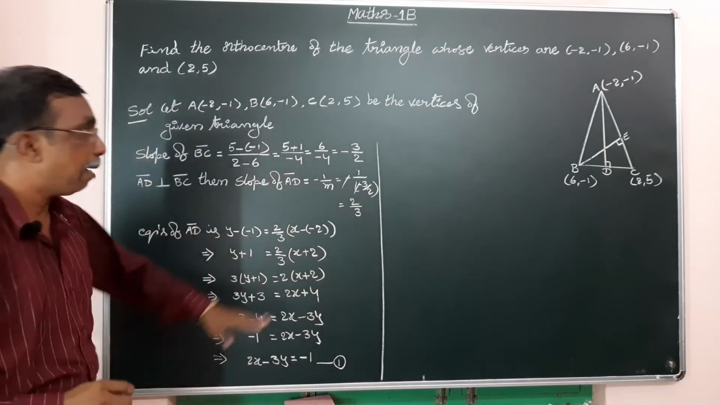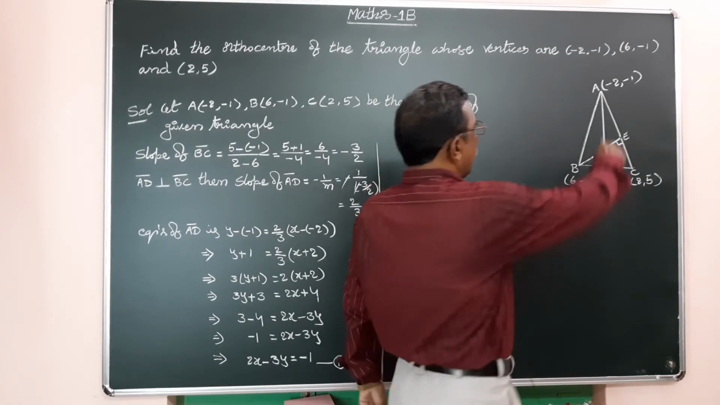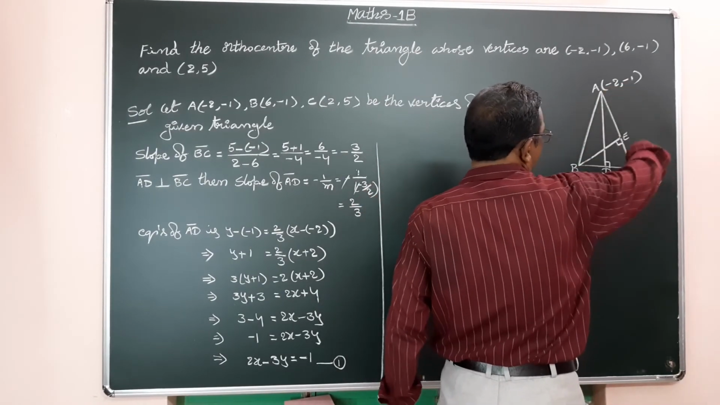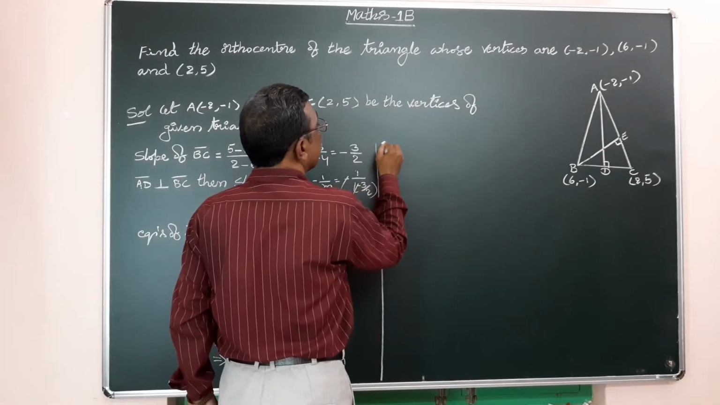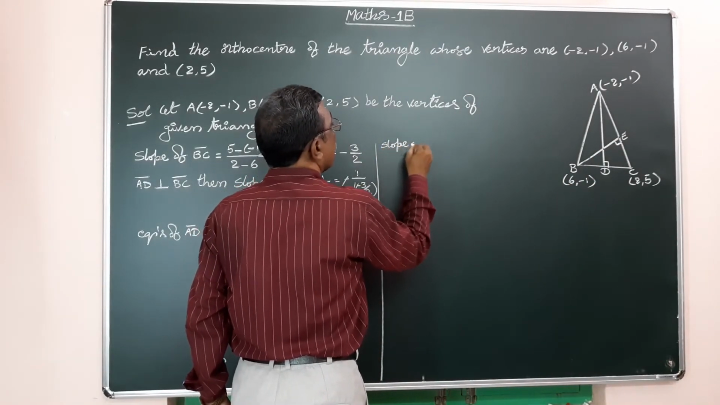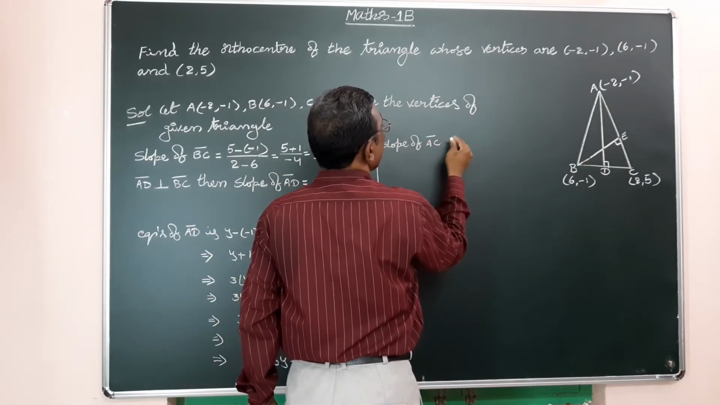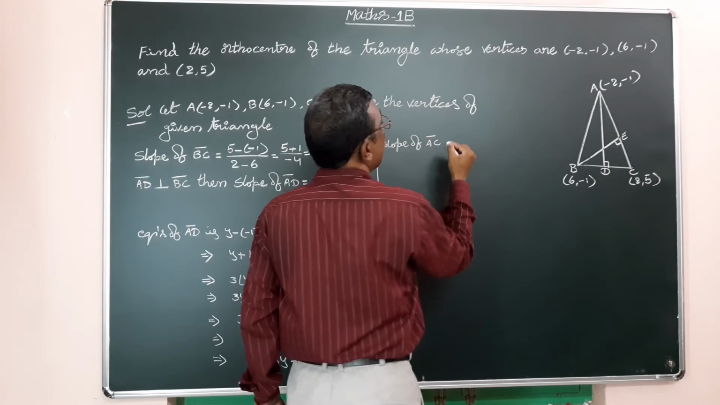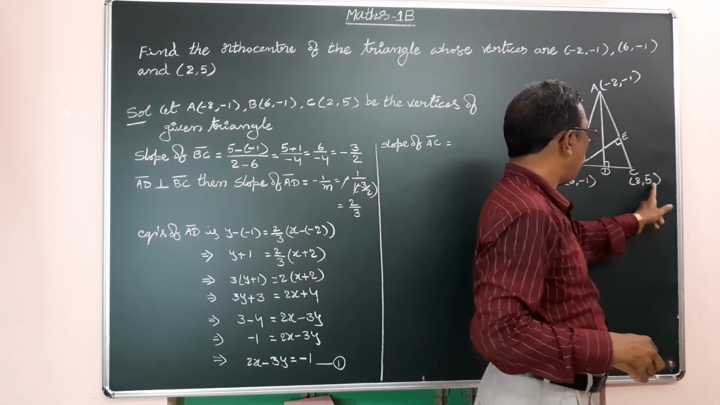This is the AD bar equation. Next we will find out the BE bar equation. For that, we need the slope of AC bar. Slope of AC bar equals, now we consider x1 y1, x2 y2.